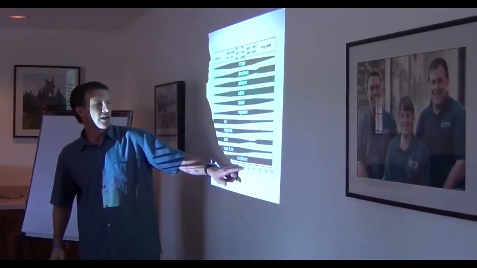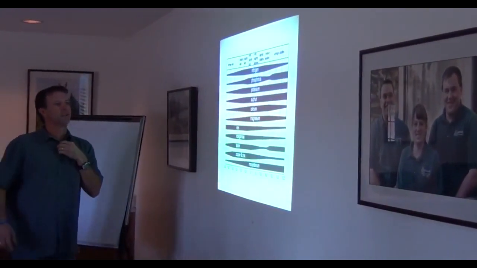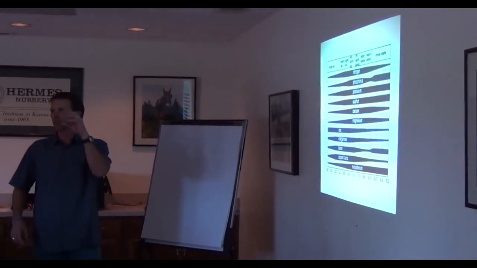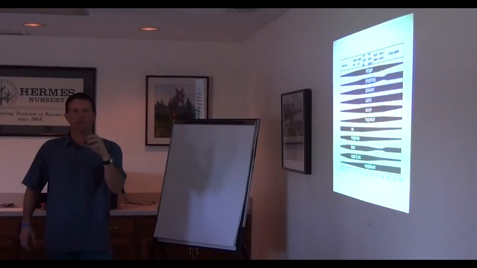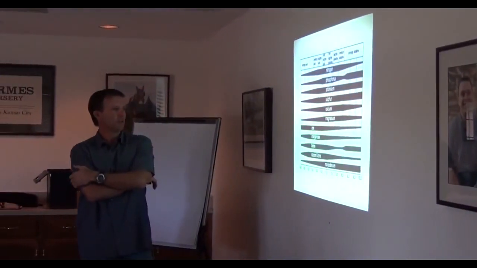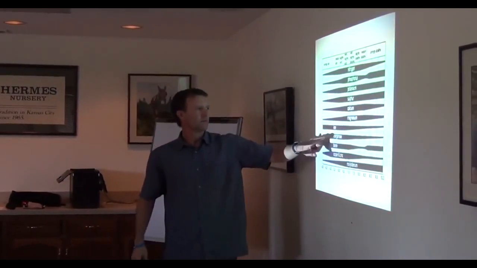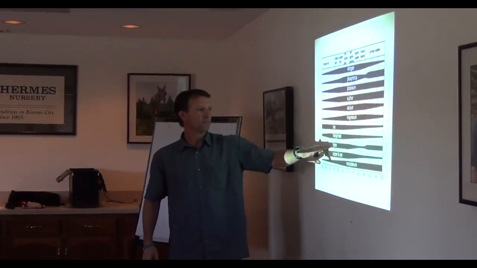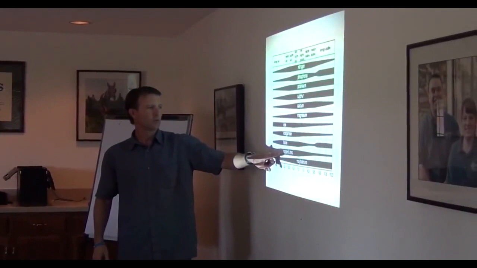What happens when you start getting alkaline? What happens? It becomes less available, right? So when you get a pH around 7.5, what are we missing? Iron, manganese, boron, copper and zinc.